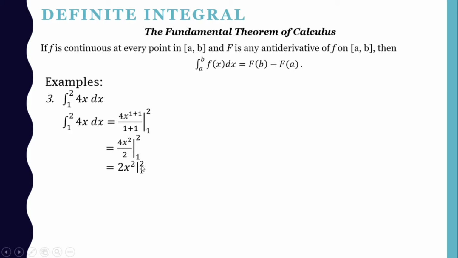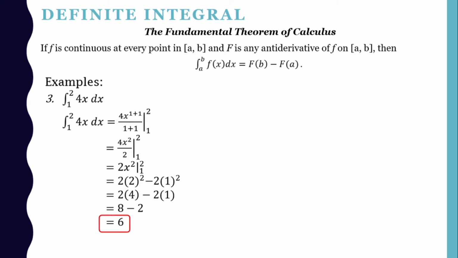Again, substitute 2 first minus the answer when you substitute 1. So 2x squared, that's 2 times 2 squared minus 2 times 1 squared. 2 squared is 4, so that's 2 times 4, minus 1 squared is 1, so you have 2 times 1. So 2 times 4 is 8 minus 2 times 1 is 2. So you have 8 minus 2, that will give you 6. So the integral of 4x dx from 1 to 2 is 6.